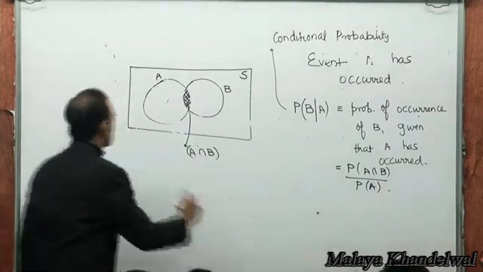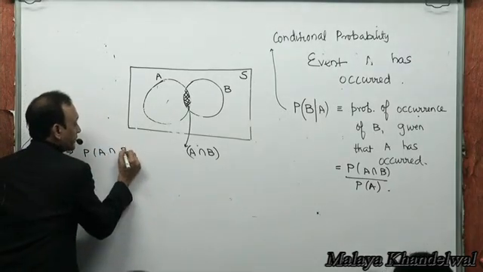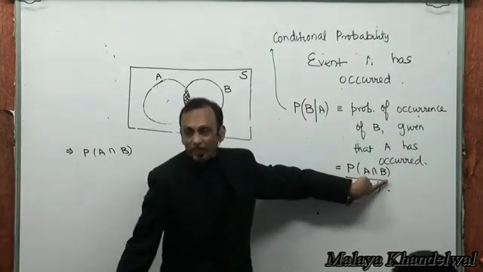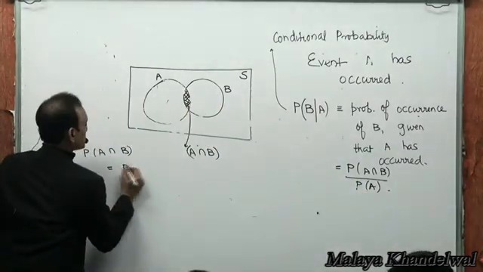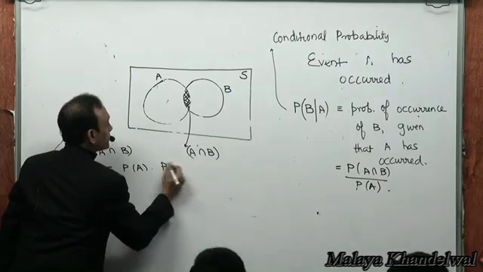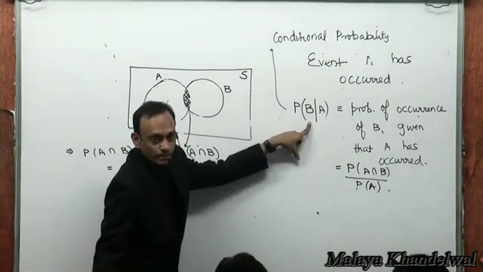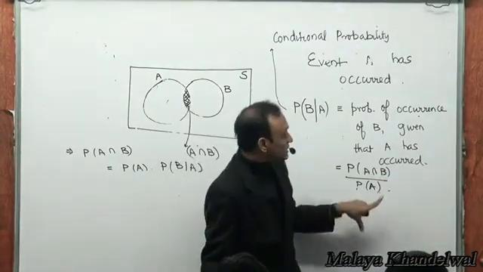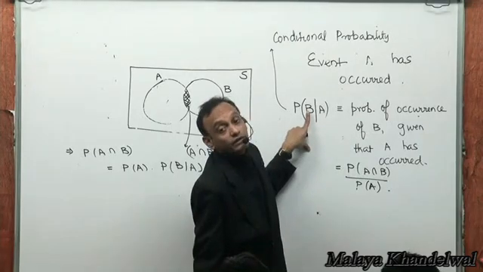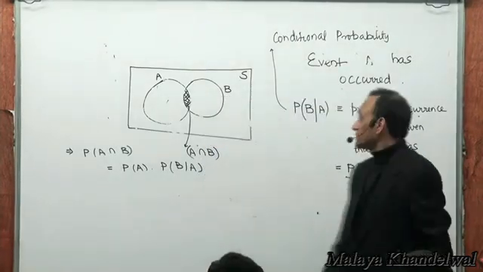Which means probability of A intersection B, probability of A and B occurring together, could have been written as probability of A into probability of B given that A has occurred. On multiplying this with this, probability of A and B occurring together is probability of A into probability of B given that A has occurred. Yes or no?